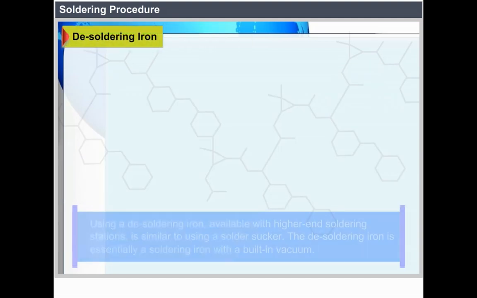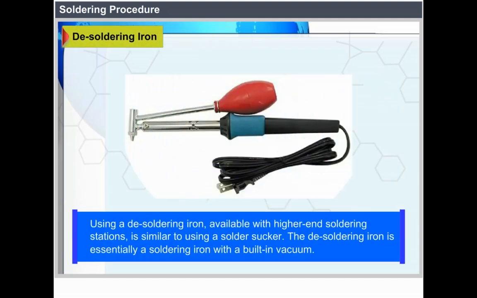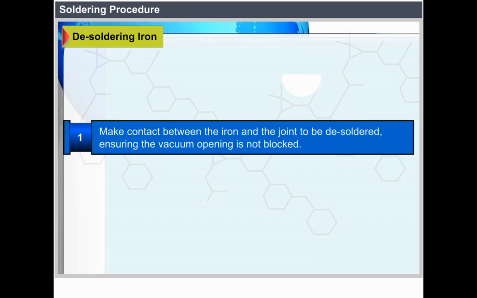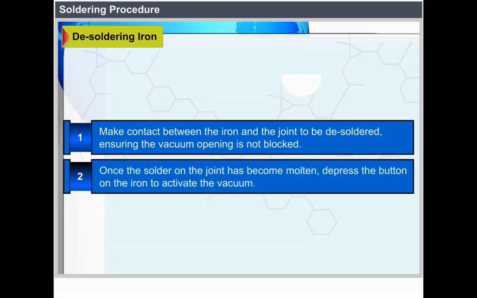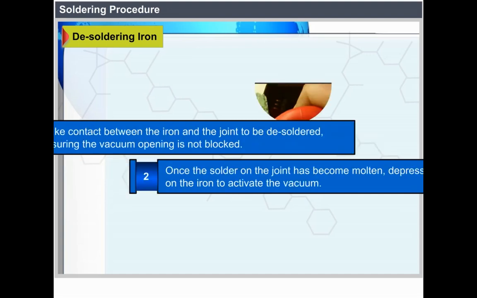Desoldering iron. Using a desoldering iron, available with higher-end soldering stations, is similar to using a solder sucker. The desoldering iron is essentially a soldering iron with a built-in vacuum. Make contact between the iron and the joint to be desoldered, ensuring the vacuum opening is not blocked. Once the solder joint has become molten, depress the button on the iron to activate the vacuum.